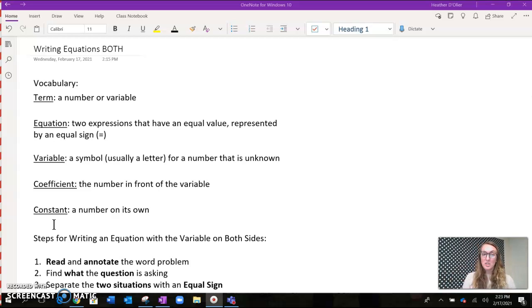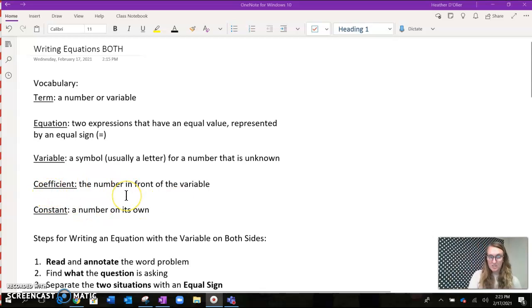We have an equation. That's when two expressions have an equal value represented by an equal sign. Something like 5x plus 3 equals 7. Or closer in this case, 5x plus 3 equals 7x minus 2. Okay, two expressions are equivalent. A variable, that's our symbol, usually a letter, for a number that is unknown, x, y, z, h, i, j, k, l, n, o, p.